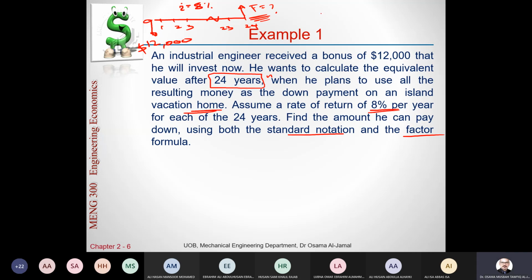Now, what you want to calculate, I need you to participate with me. I need you to say exactly how to write it. What is required from us, guys? F given P. No, I think the full standard notation. The full standard notation.